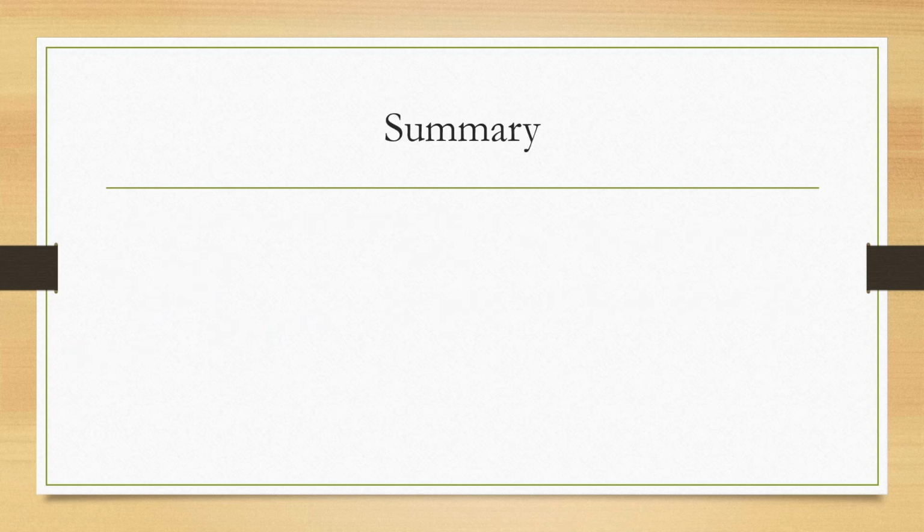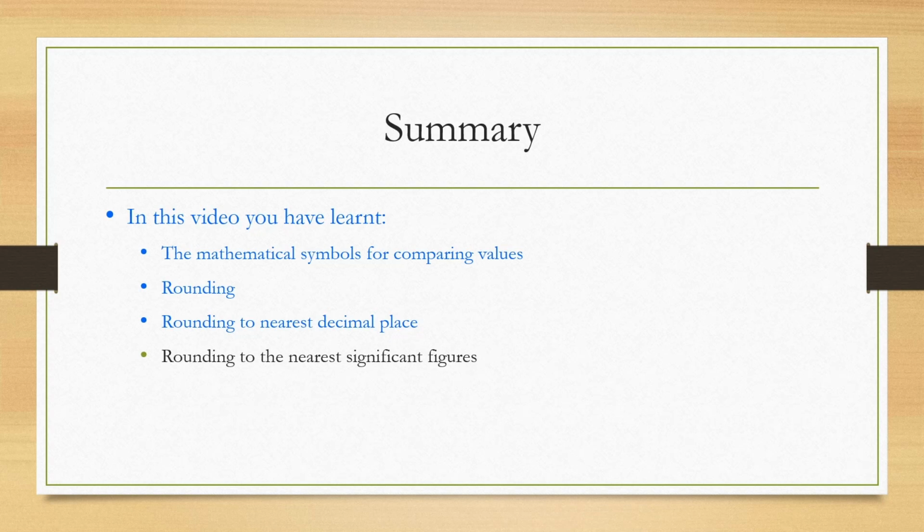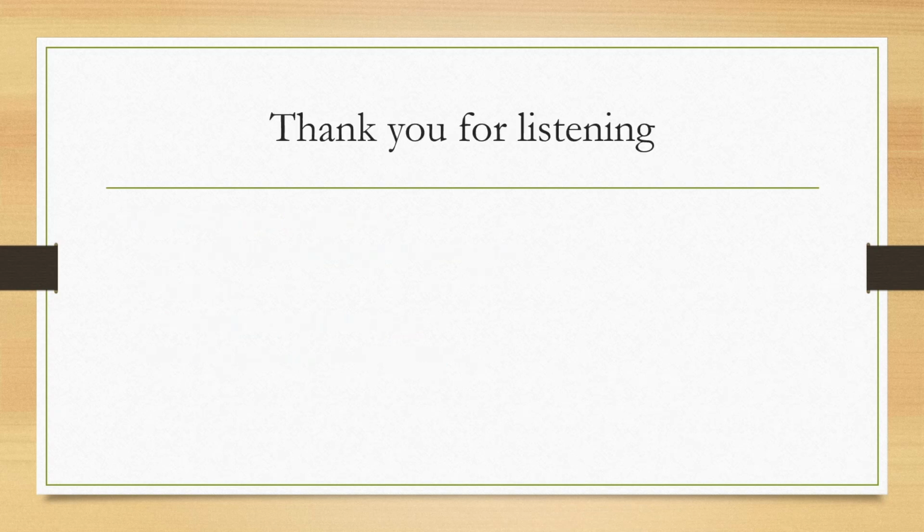Okay, and in summary, in this video what you learned is, first, the mathematical symbols for comparing values: less than, greater than, less than or equal to, greater than or equal to, and not equal to. And you have looked at rounding to the nearest decimal place, and rounding to the nearest significant figure.